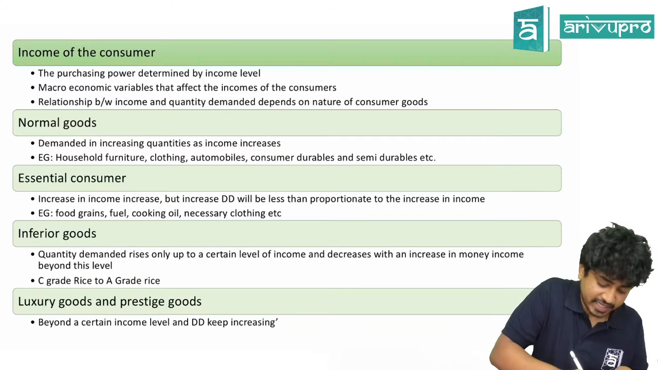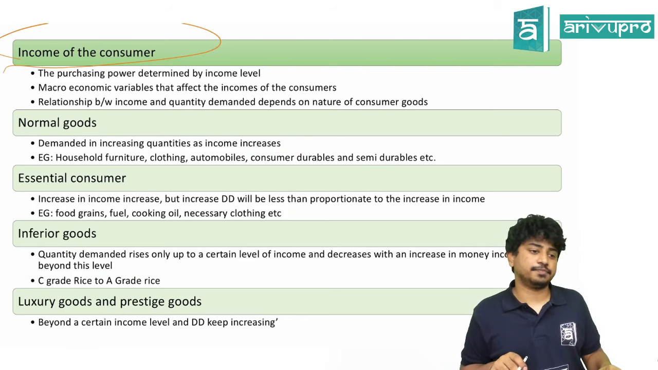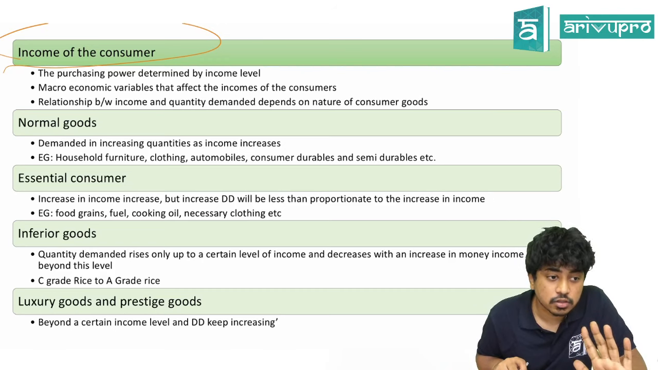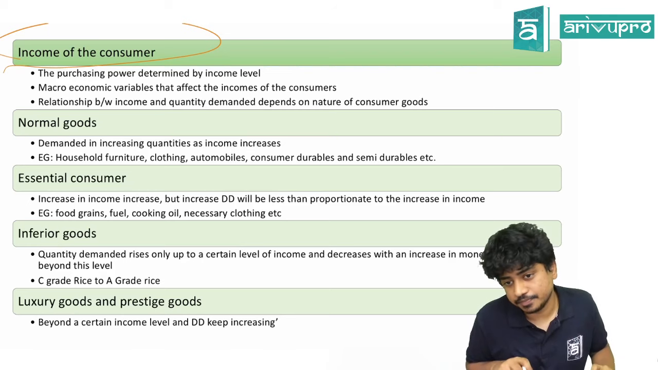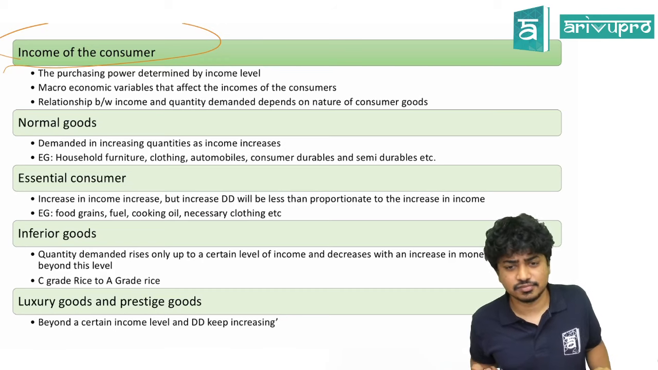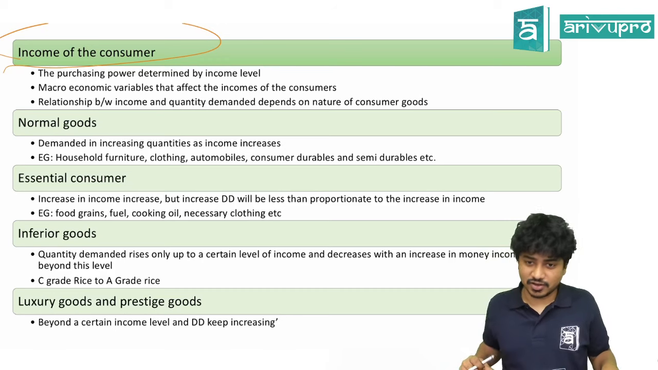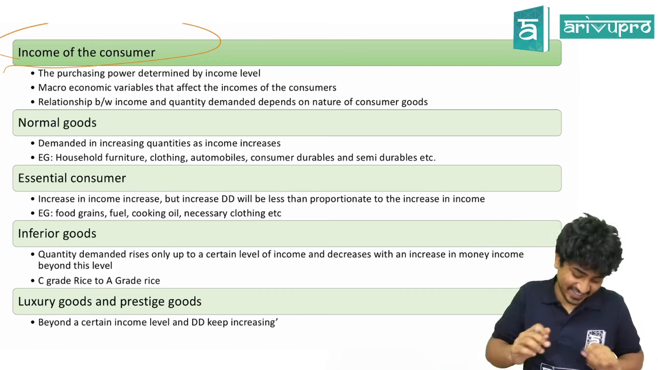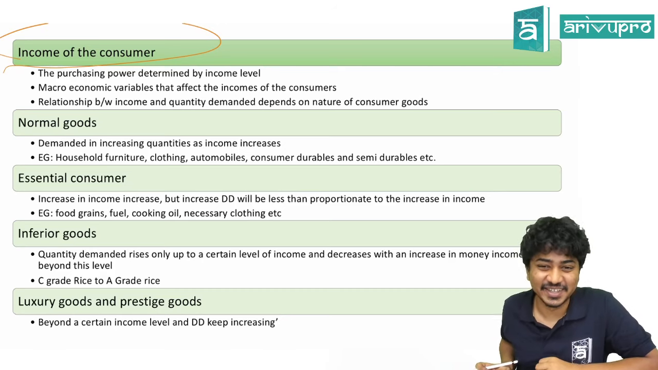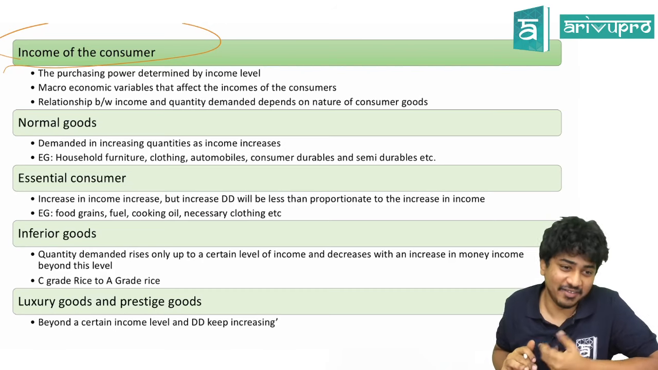Now we'll go to the next determinant, called income of the consumer. How is the income of a consumer going to affect demand? What is income? Purchasing power. Okay, someone has read the book. Getting professional answers means from the book or the slide. Income means purchasing power only, under economics.